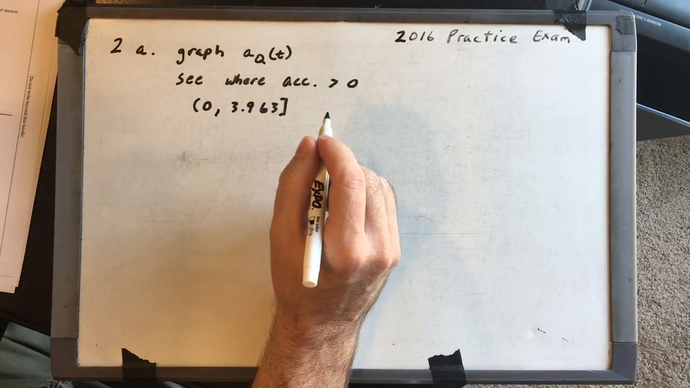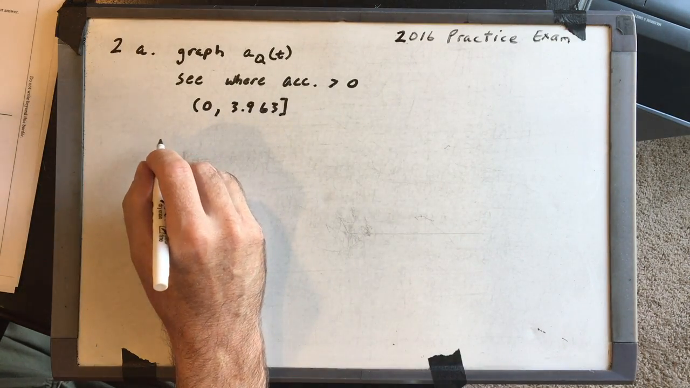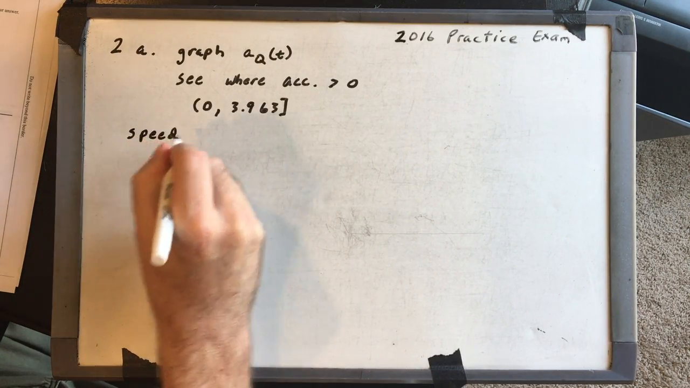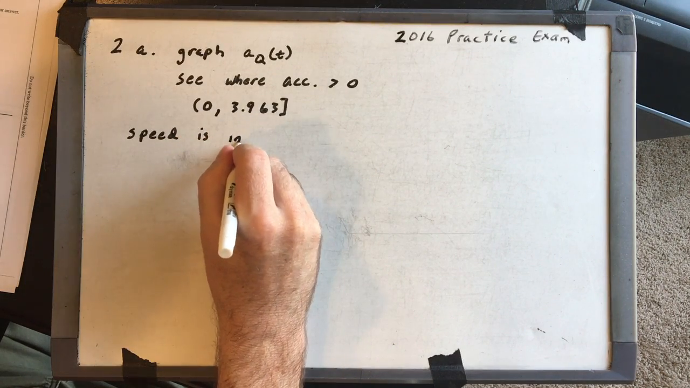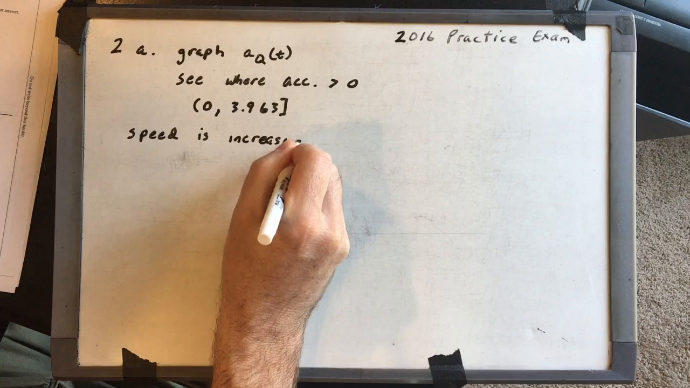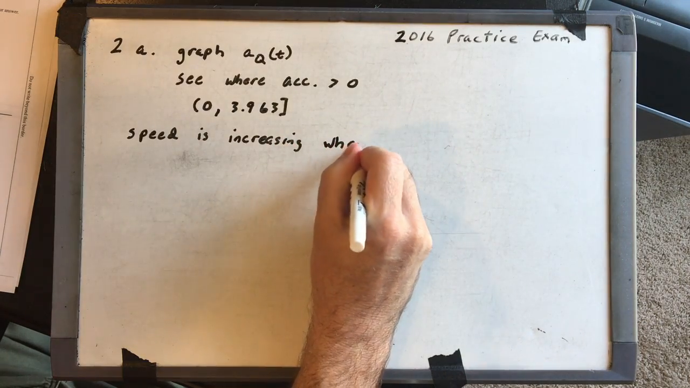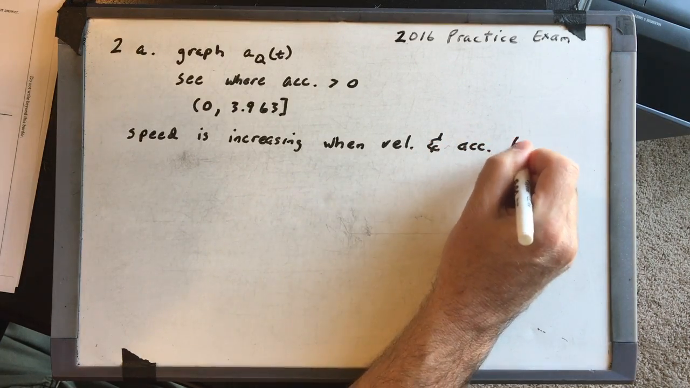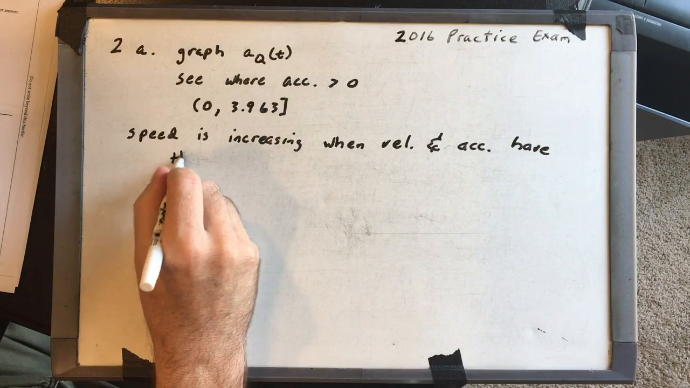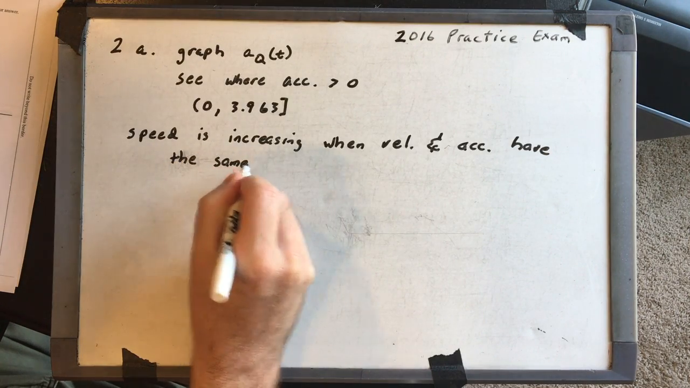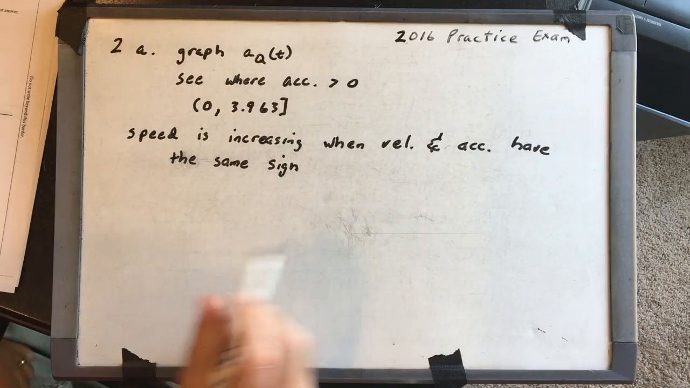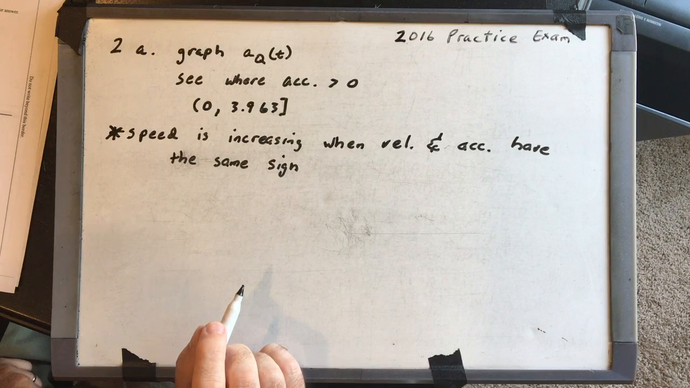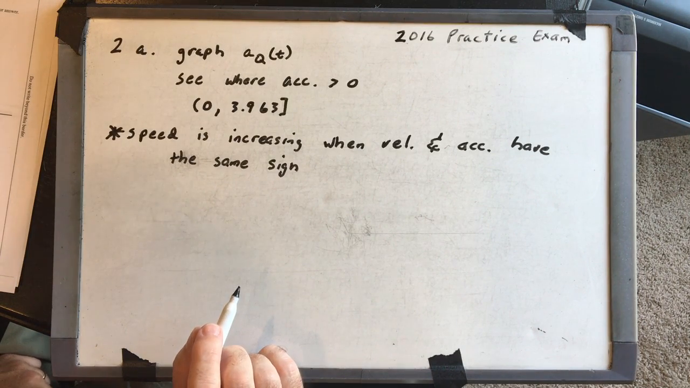Okay, but the speed is increasing. One thing to remember, speed or velocity is increasing when velocity and acceleration have what? The same sign. So they could both be negative and it could still be speeding up. I think that is a key concept to remember for this test.